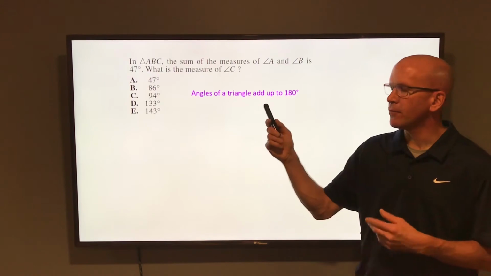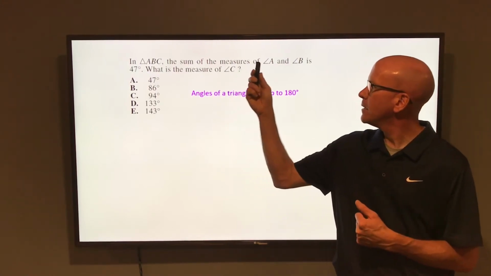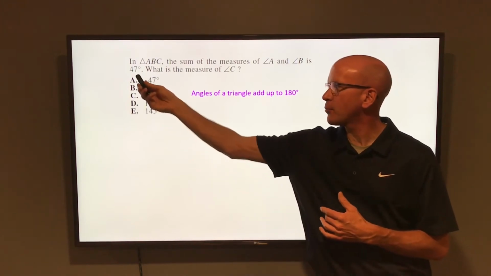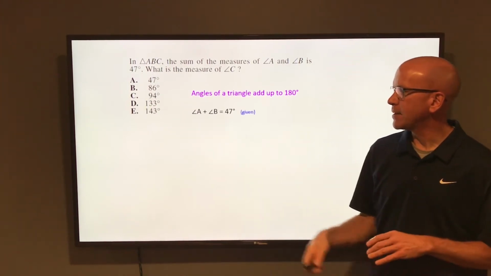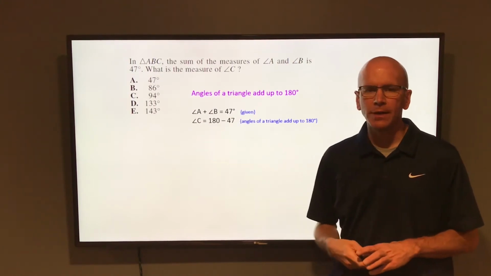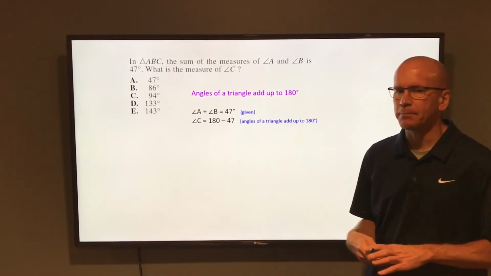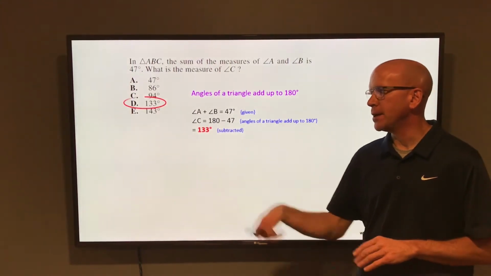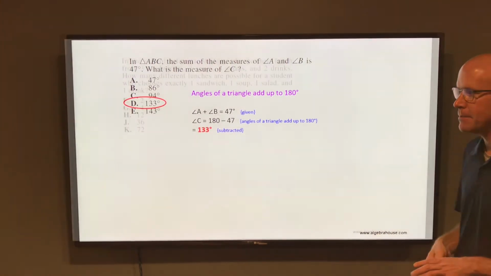Well, you have 2 of those 3 angles given to you. Angle A and angle B, the sum of those 2 together is 47. So if you take 180 minus 47, that's going to give you the measurement on angle C, because all 3 angles add up to 180. So 180 minus 47, that is 133. That's an easy one, letter D.